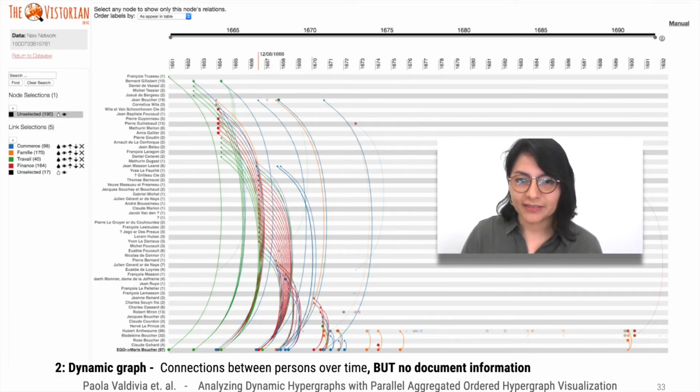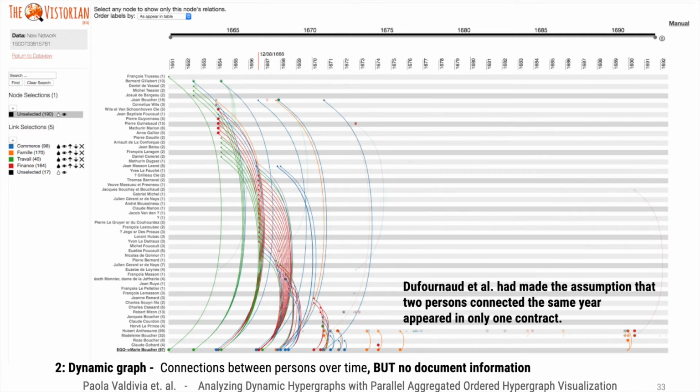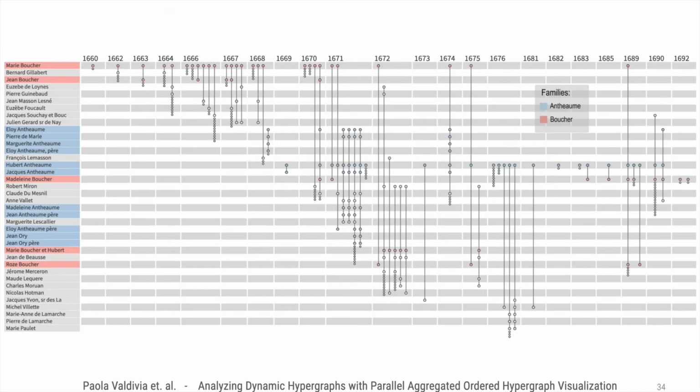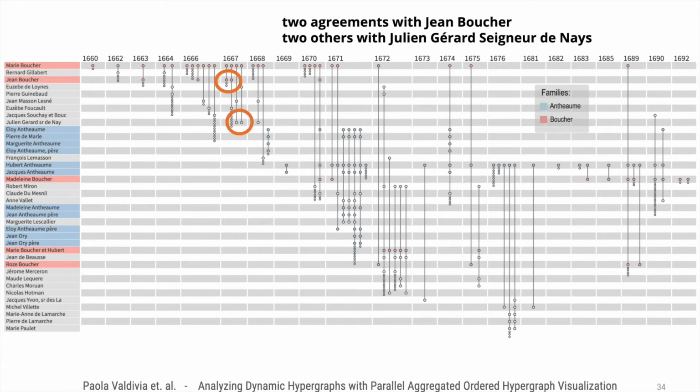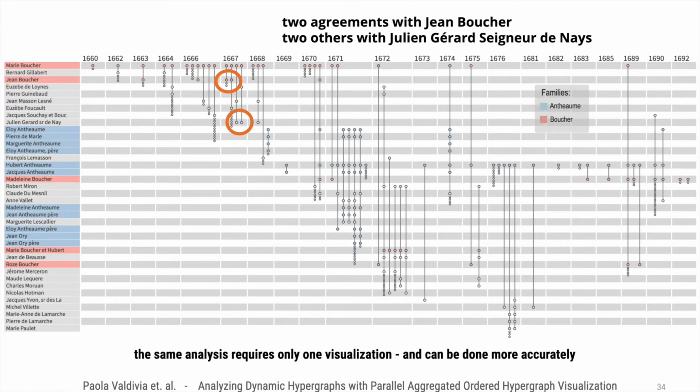So, as I said, in the past, the historian has used this time arc representation to explore the connections between persons. But the information of each document was lost. So she made the assumption that two persons connected the same year appear only in one contract. However, using PAOHVis, she discovered that there were multiple documents involving these people in the same year. In the end, the same analysis can be done more accurately using PAOHVis.